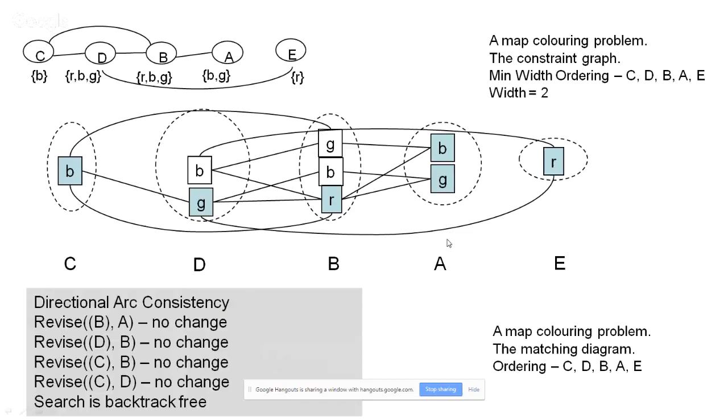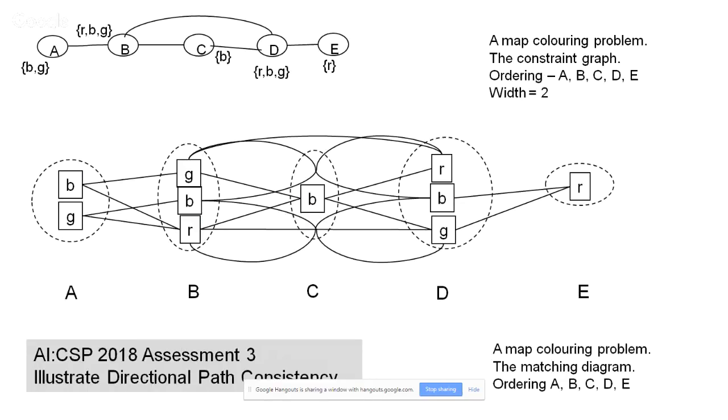So you can see that directional R consistency with min width helped in this particular example, but that's not something that we can claim all the time. So let's now talk about directional path consistency.